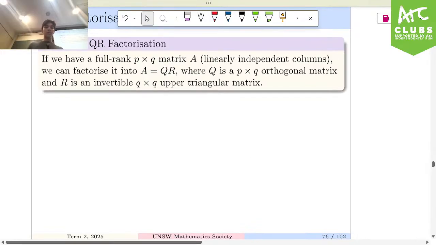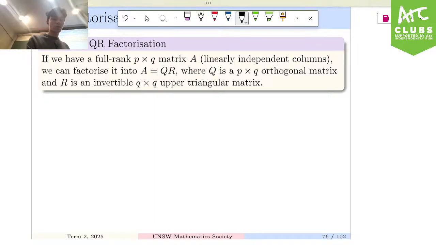So the theorem is that if we have a full rank P times Q matrix A, so all its columns are linearly independent, that's what it means, we can factorize it into the product of two matrices, Q and R, where Q is a P by Q orthogonal matrix and R is an invertible Q times Q upper triangular matrix.